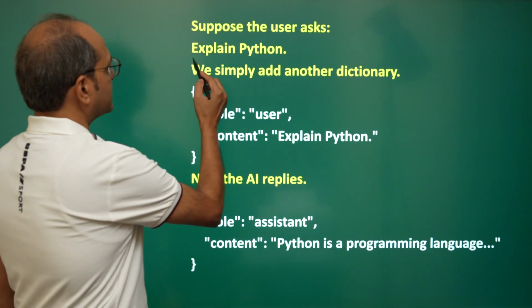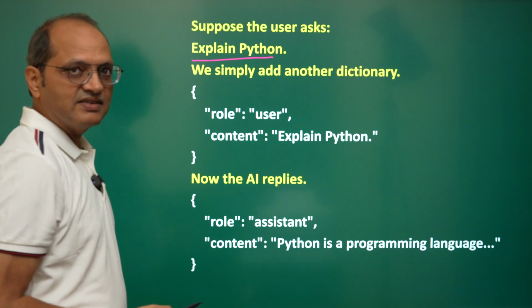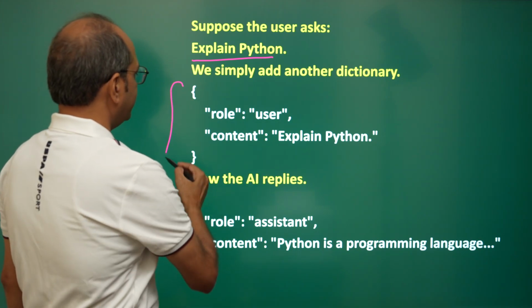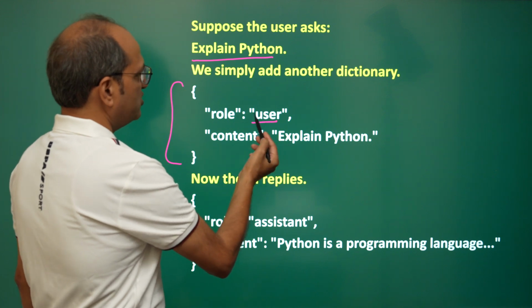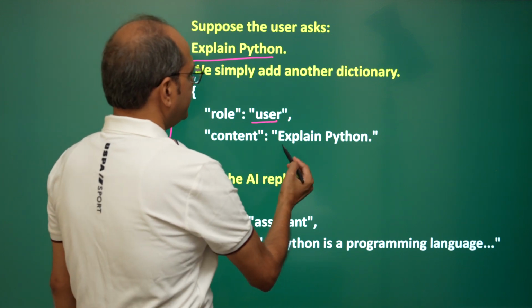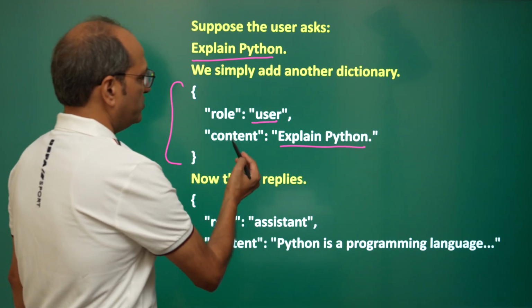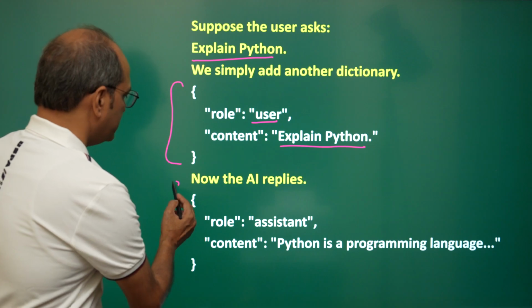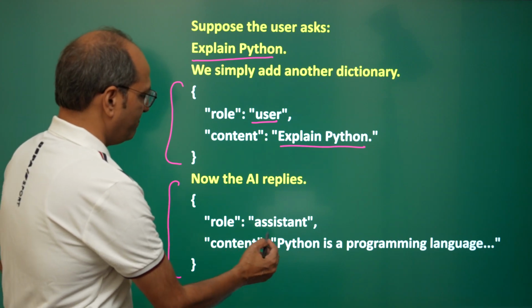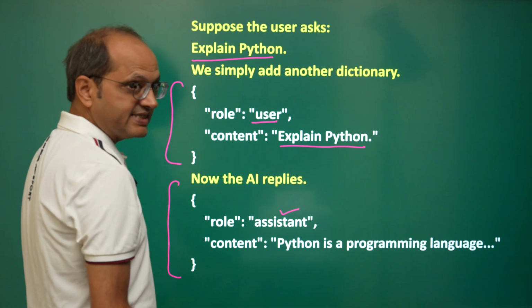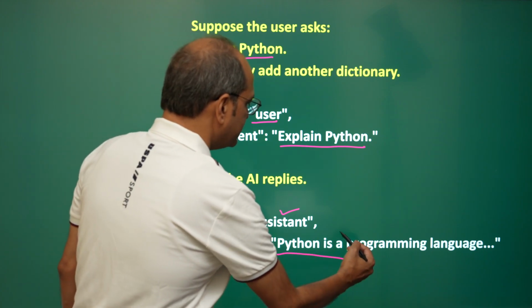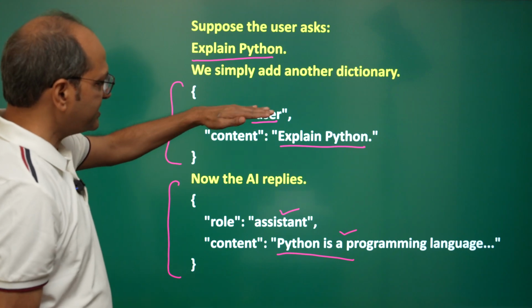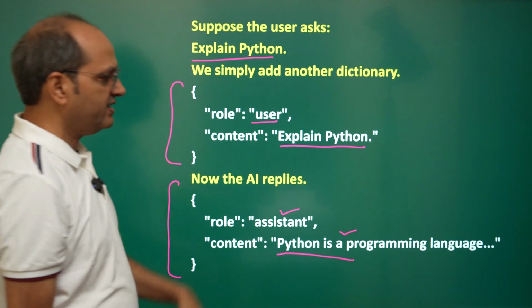Suppose the user asks, explain Python. Now the next question, we simply add this data. Role is the user, that means the user is asking, and what he is asking, explain Python. So that is the value of the content. Now suppose the AI replies. So who replies? Assistant. And what is his reply? Something like this. Right? So we will add this and this, everything into our list.